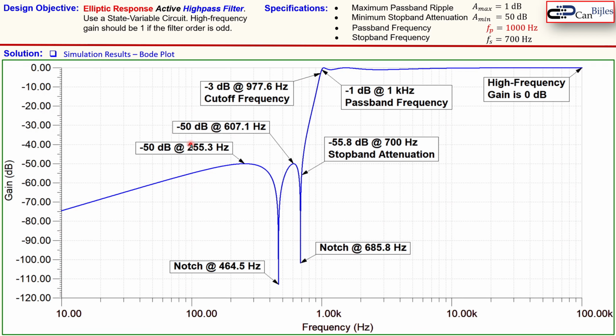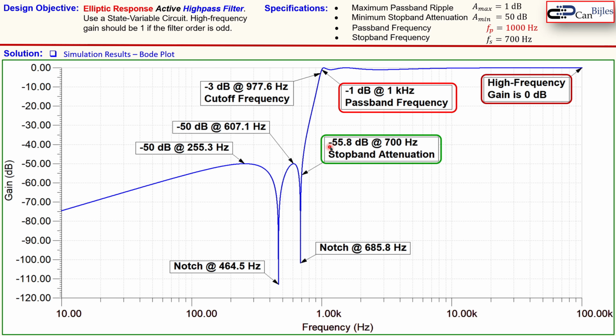This is the gain plot. You see here now in blue the gain. You see indeed there is a ripple here in the passband, and there are two notches because of the 5th order effect in the stopband region. Now let's go one by one. The high frequency gain is indeed 0 dB, so this is indeed as expected, as wanted. And at 1 kilohertz, which is our passband frequency, the gain is indeed minus 1 dB, which is then going down from this baseline by 1 dB, which is indeed as we wanted. We also see at 700 hertz that the gain is minus 55.8 dB, which is more attenuation than the minimum required of 50 dB. So this is also as we wanted.